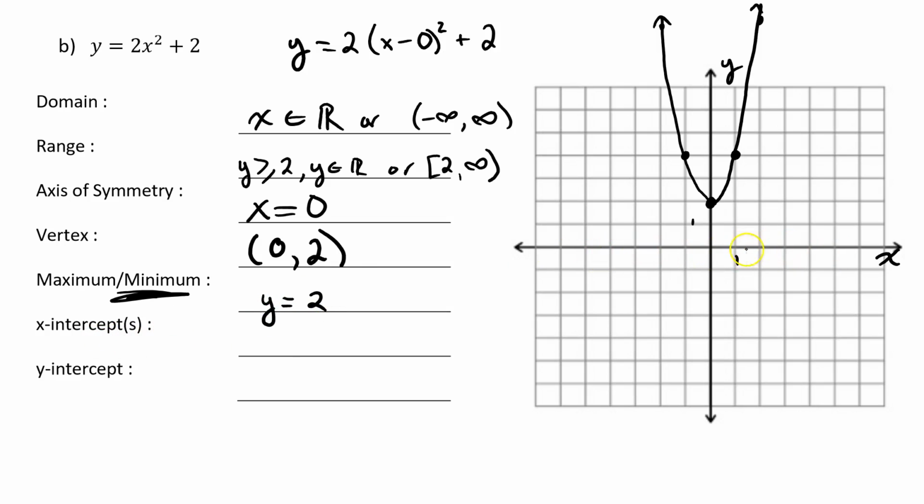X-intercepts: it never touches the x-axis actually, so we say none. Don't write 0 because it looks like x equals 0. Just say none when there are none. And the y-intercept occurs right here. So when y equals 2, or we can put down (0, 2), which incidentally is the same as our vertex.